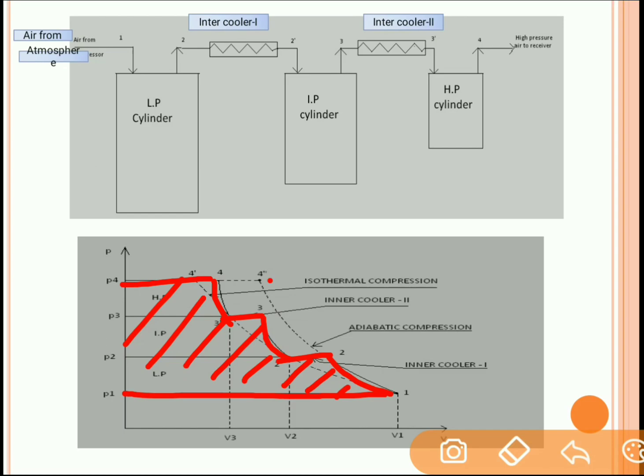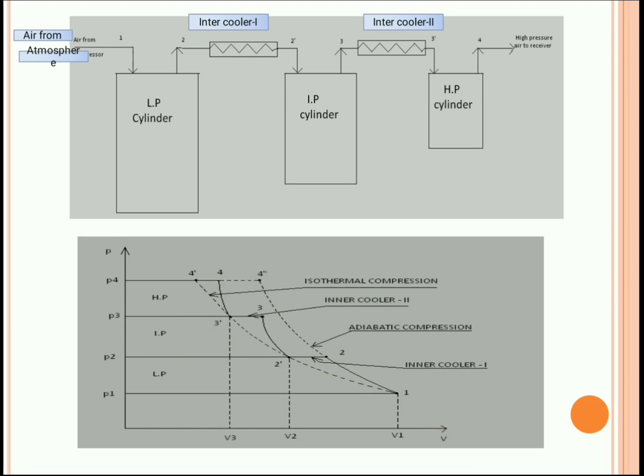In the single stage, the compression is from 1 to 4, and this was the additional area over here. So this was the additional area which is consumed under the PV diagram if we take the compression from P1 to P4 in a single stage. So you can say that the area under the PV diagram reduces in a multi-stage reciprocating compressor.